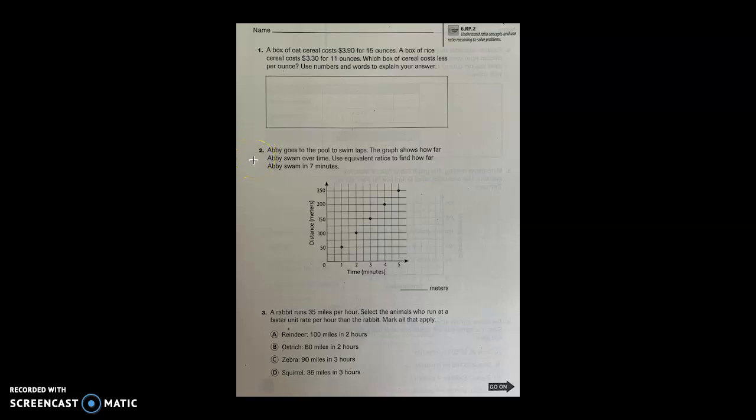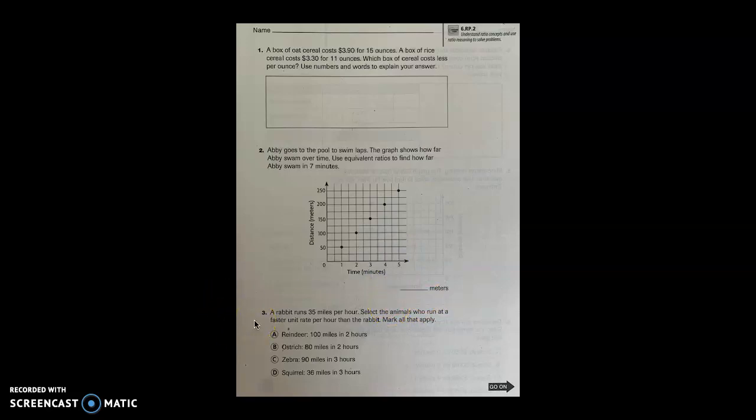Question number 2. Abby goes to the pool to swim laps. The graph shows how far Abby can swim over time. Use equivalent ratios to find how far Abby swam in 7 minutes. So if I look down here at my first dot, she can swim 50 meters in 1 minute. So you're going to write 50 over 1 in your spiral notebook. Then you're going to put that equal to something over 7. So 50 over 1 equals empty box over 7. And then you ask yourself, what did I do to 1 to get 7? And do the same thing on top to get how many meters she can swim in 7 minutes.